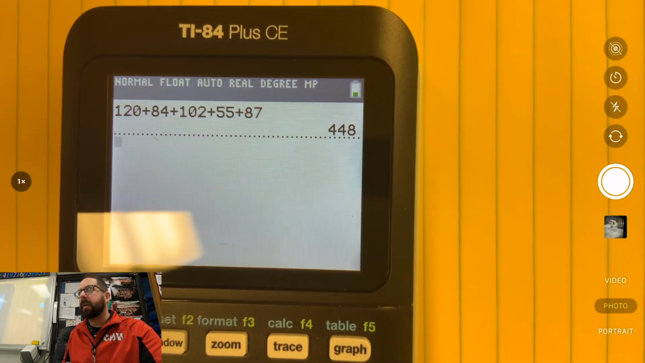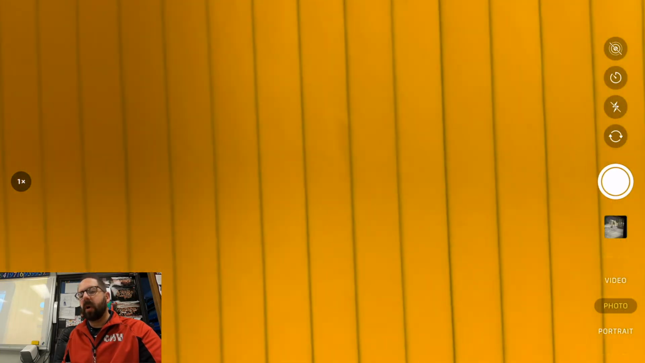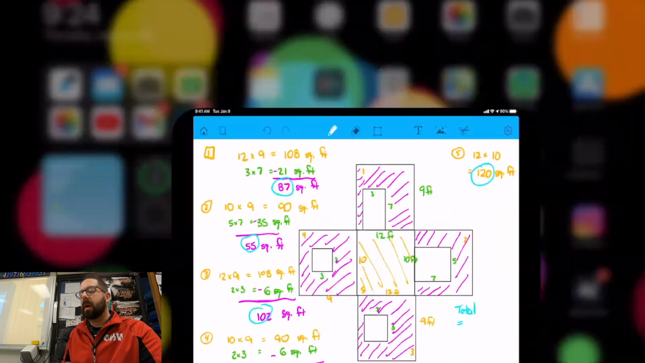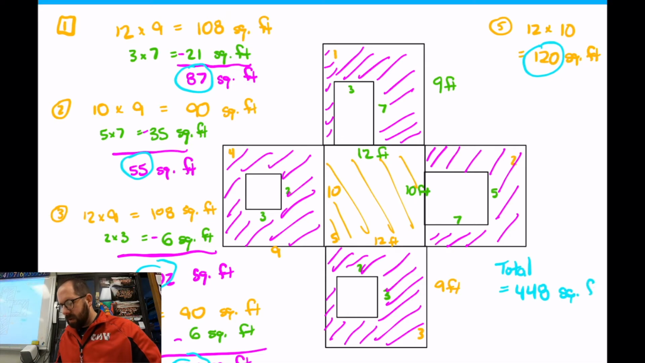My total area that I have to paint is 448 in terms of all my numbers for my walls. So almost 450-ish. We're getting 448 square feet total. Now, the only thing we have to worry about is what is my paint cover and what's the cost of it.